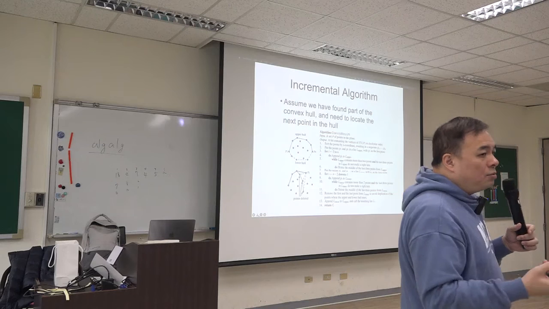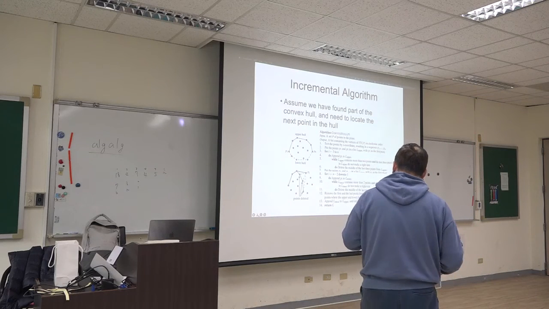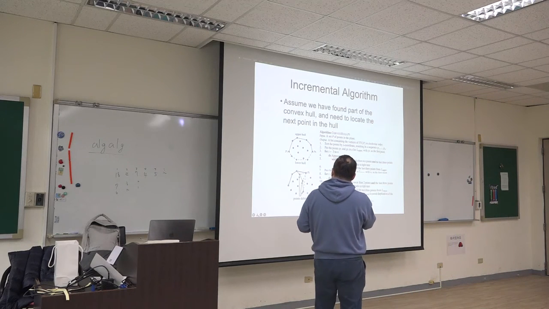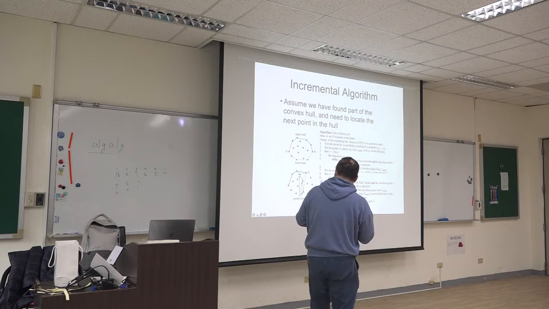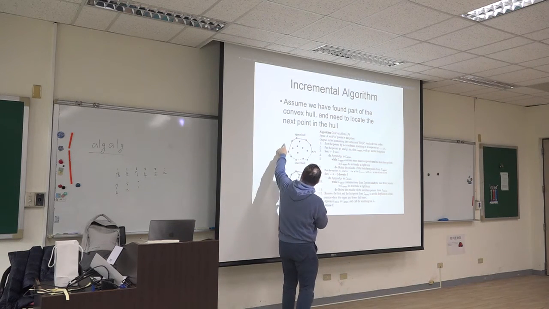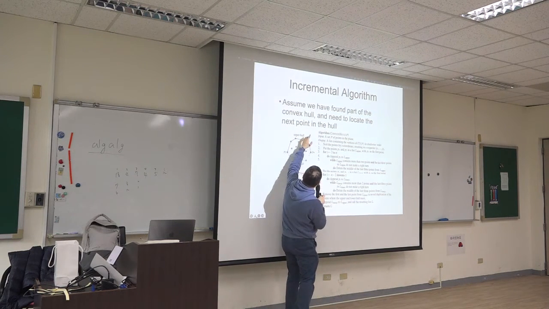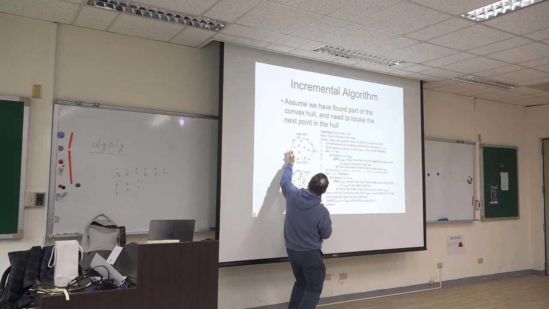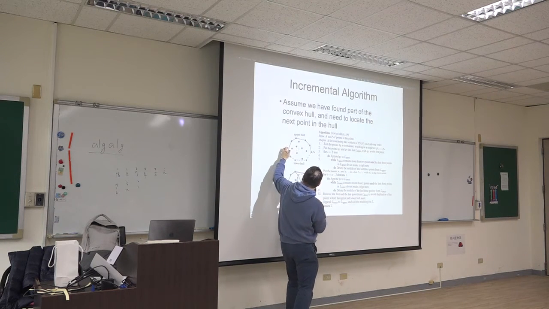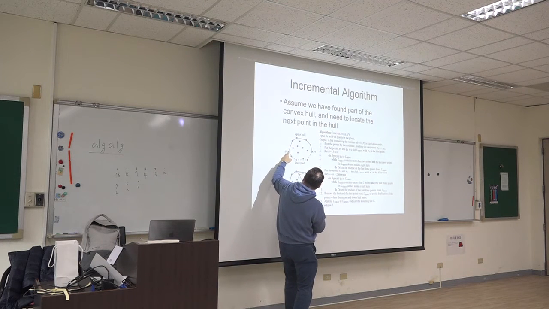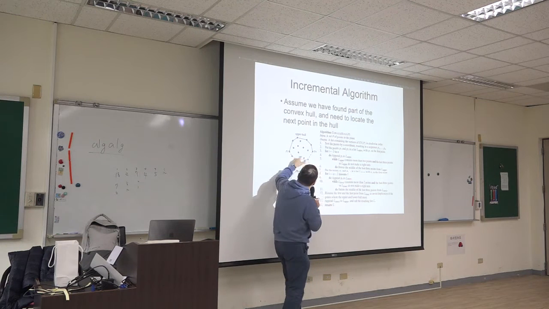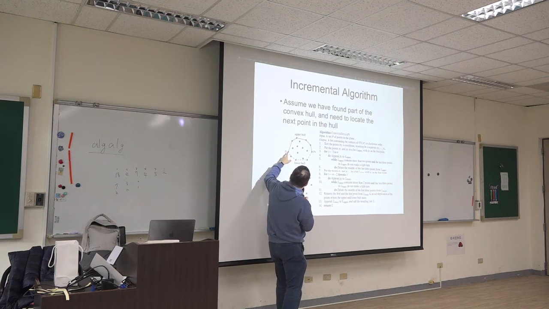Okay, so first we can try to order all these points from left to right. Say we try to break the convex hull into what we call the upper hull and the lower hull. Let's consider only the upper hull.